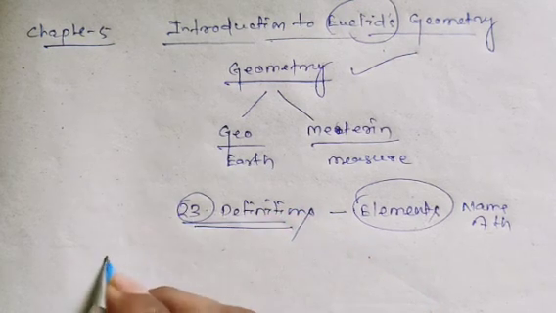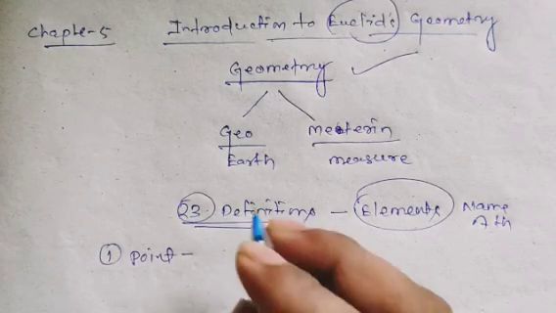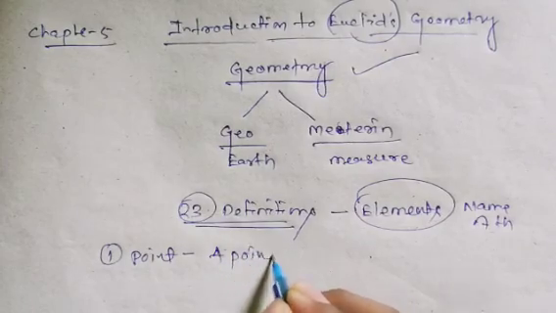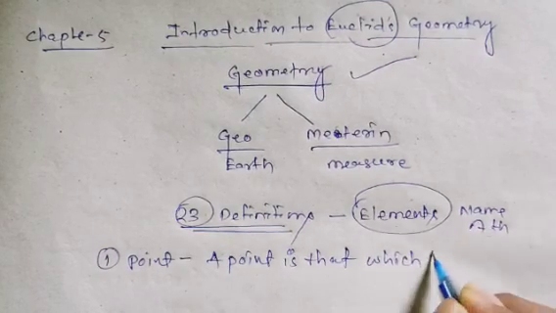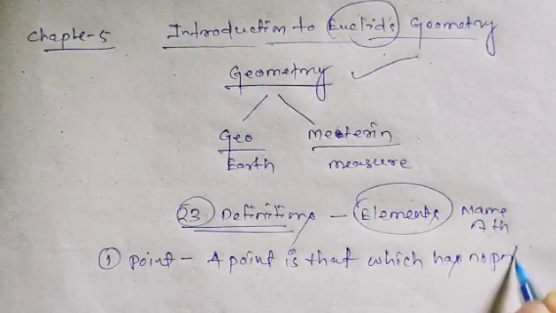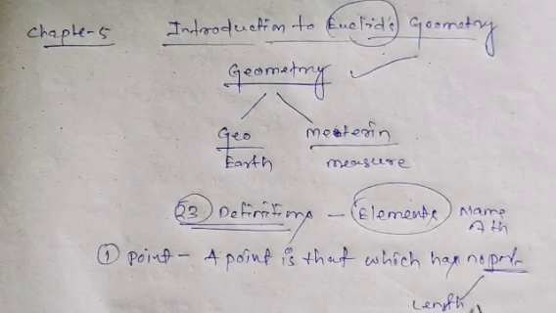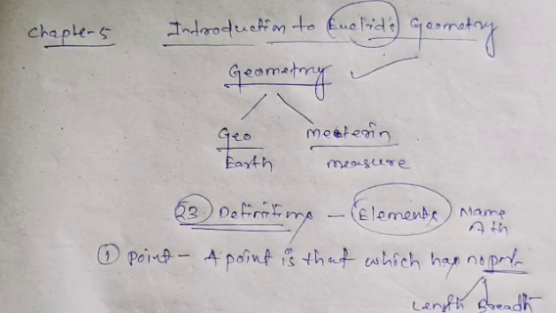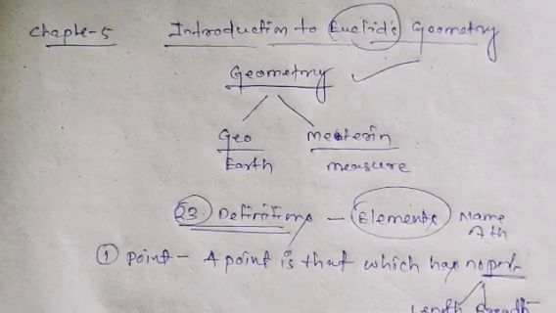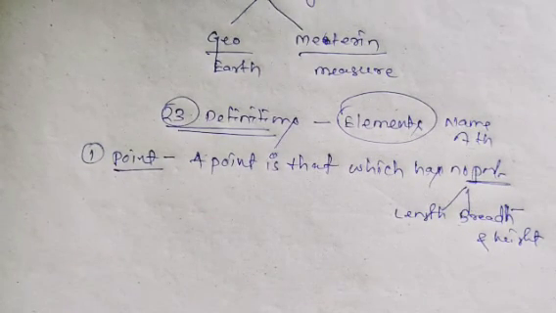Number 1 is the definition of point. According to Euclid, a point is that which has no part. Here, part means length, breadth and height. So according to Euclid, a point is that which has no part.